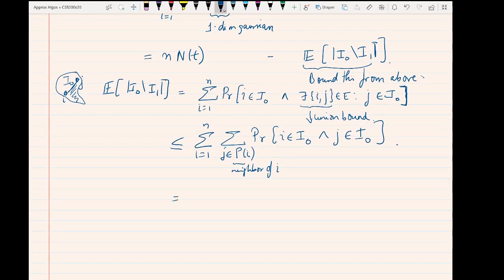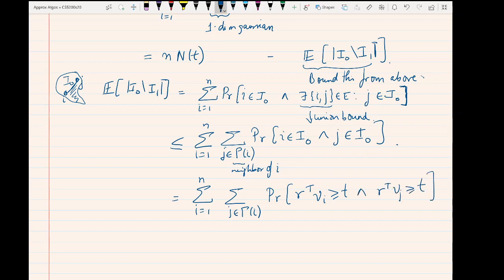Now this is equal to the summation from i equal to 1 to n, over j in the neighbor set of i, of the probability, well, what is the definition? You want R transpose Vi greater than or equal to T for i to be in I0, and R transpose Vj greater than or equal to T if you want j in I0. Now just to make things clear, what is random in this expression is the vector R, which is chosen according to the standard Gaussian distribution.